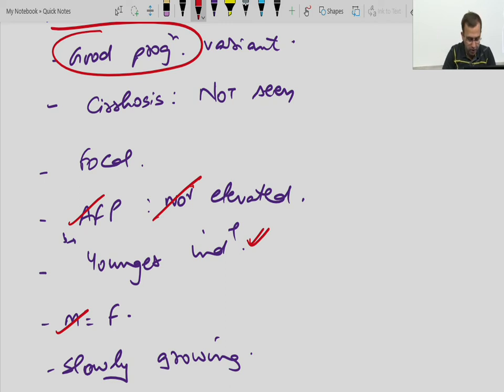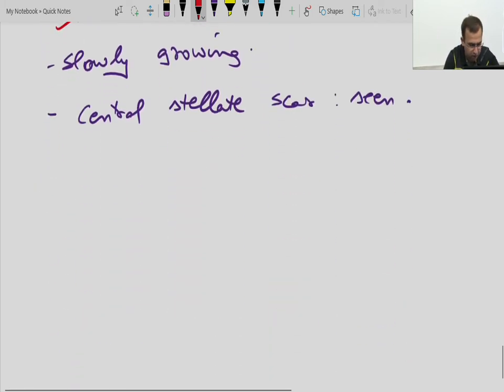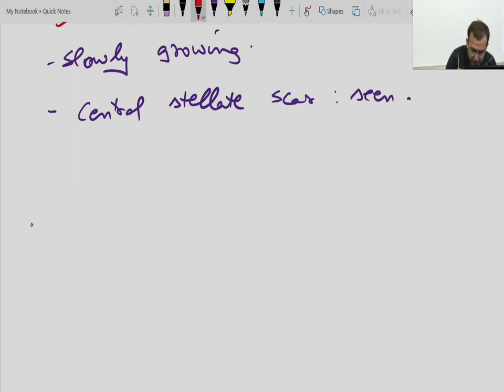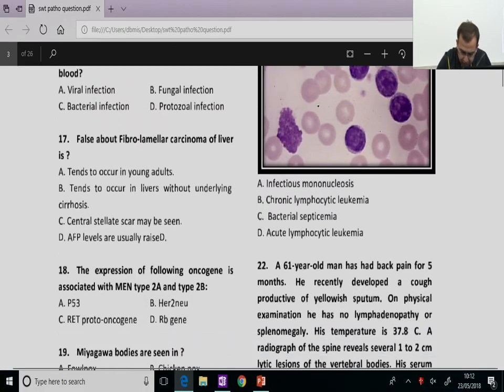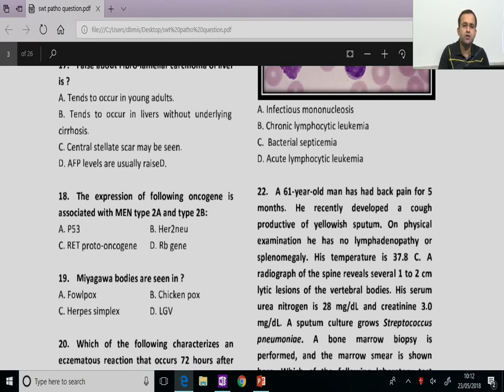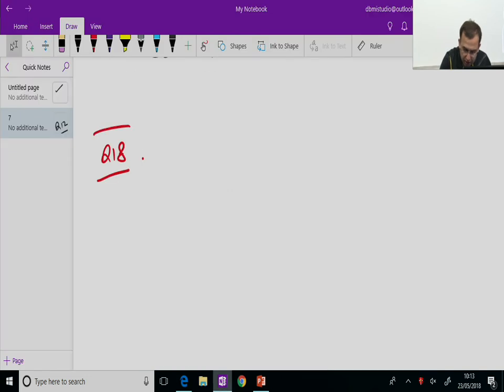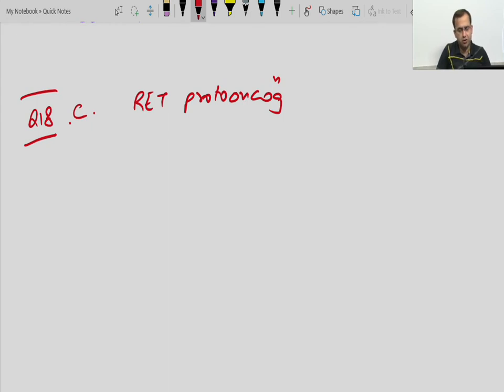Done. This gets us to the next question, that is question 18. Expression of the following oncogene is associated with MEN2A and MEN2B, and the answer is C, that is RET proto-oncogene. An easy standard question. Before we go further, let us have a look at MEN syndromes.